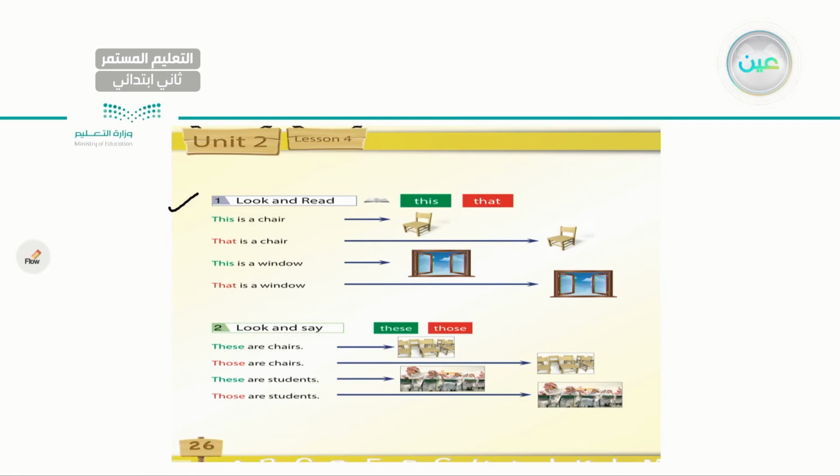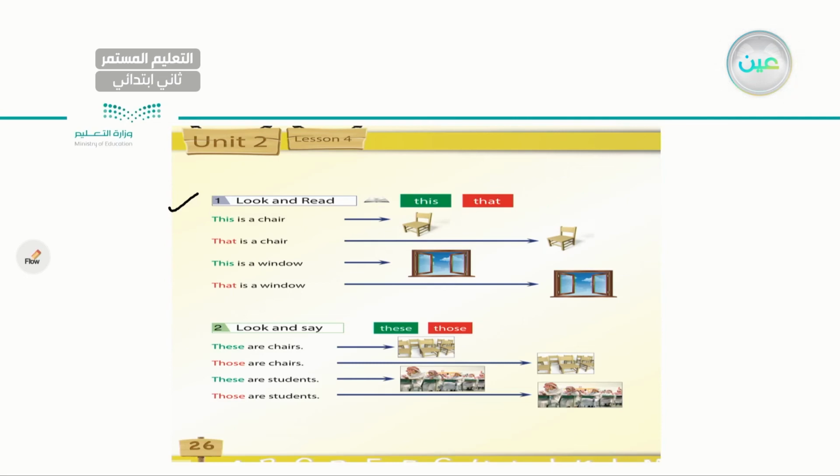This is a chair. That is a chair. This is a window. That is a window. Let's go ahead and read one more time. This is a chair. That is a chair. This is a window. That is a window. Very good. So here I'm talking about singular.